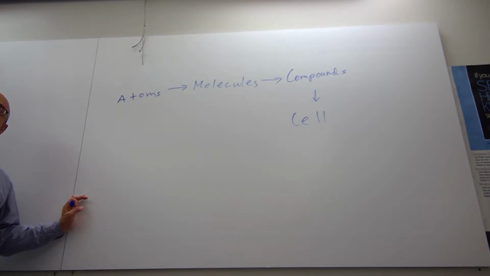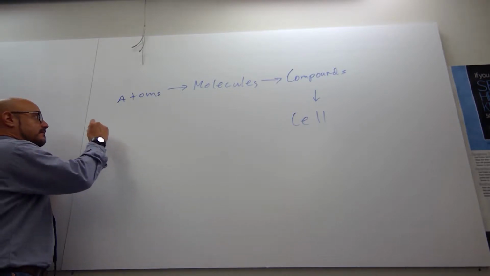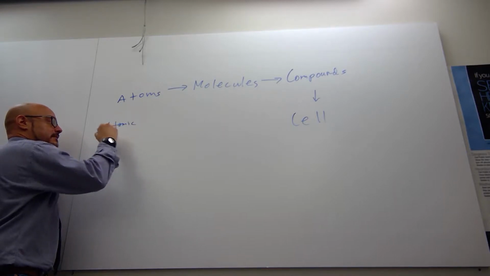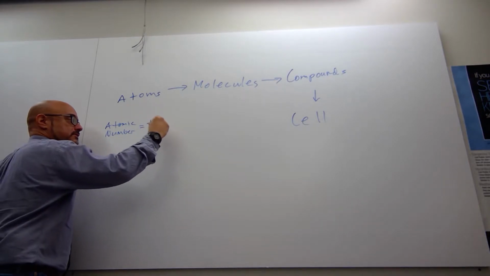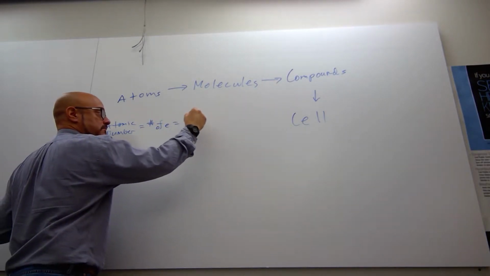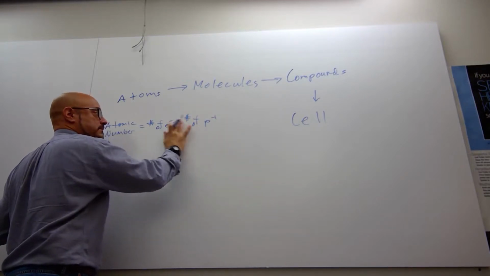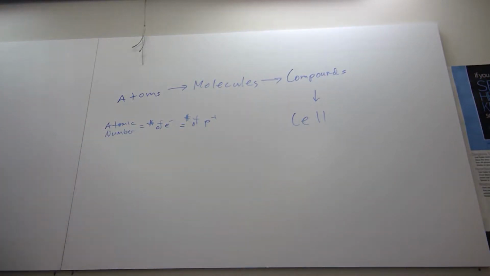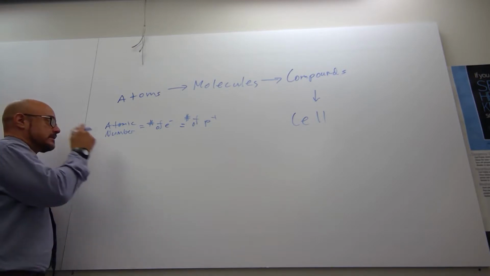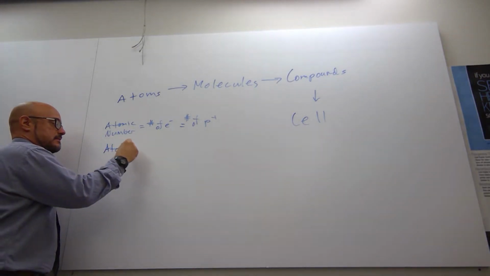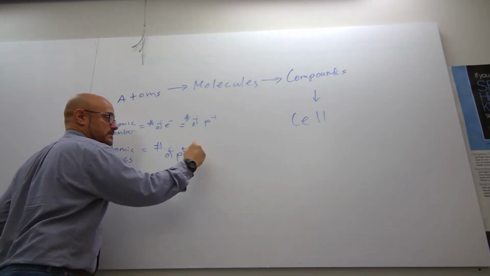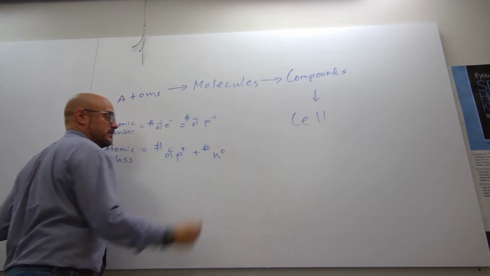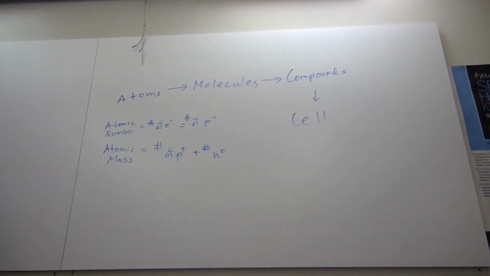I'm more concerned with whether or not you know the atomic number for atoms. I'm more concerned, good morning, that you know that the atomic number is actually equal to the number of electrons, which is actually equal to the number of protons. That's what I'm concerned with. That's where it starts. Then for atomic mass, that's the number of protons plus the number of neutrons, right? That's how you get the atomic mass.